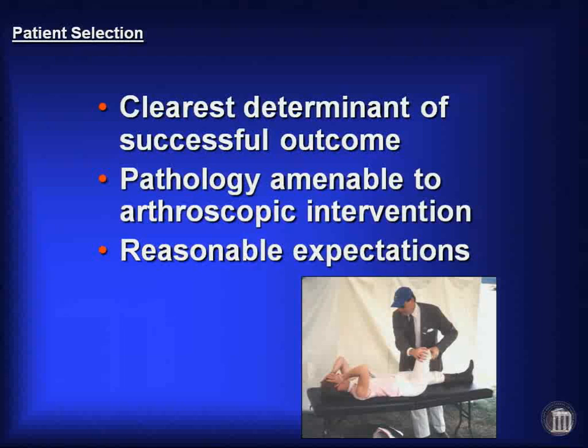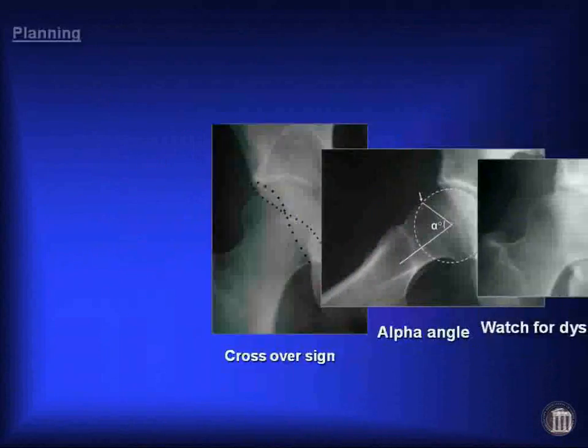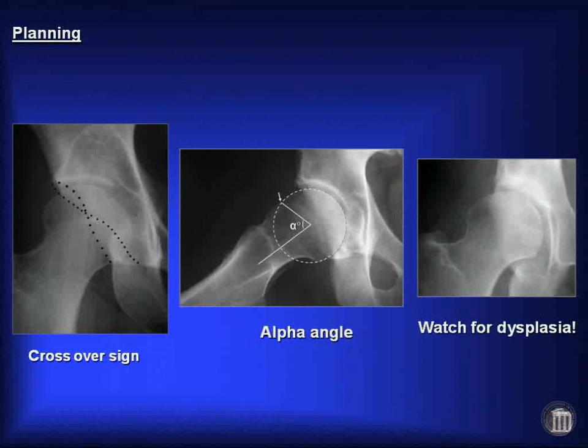As far as patient selection, I think undoubtedly the clearest determinant of successful outcome is picking the right patient. That means pathology amenable to arthroscopic intervention, but also making sure that your patient has reasonable expectations of what you can accomplish with the procedure. As far as planning, if you do impingement, you should know about the crossover sign and the alpha angle. You need to watch out for dysplasia.